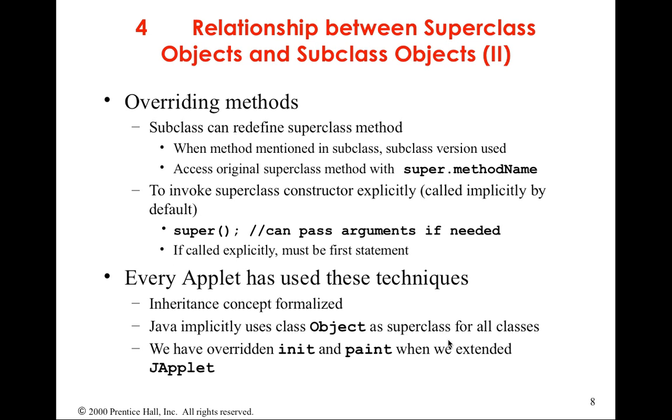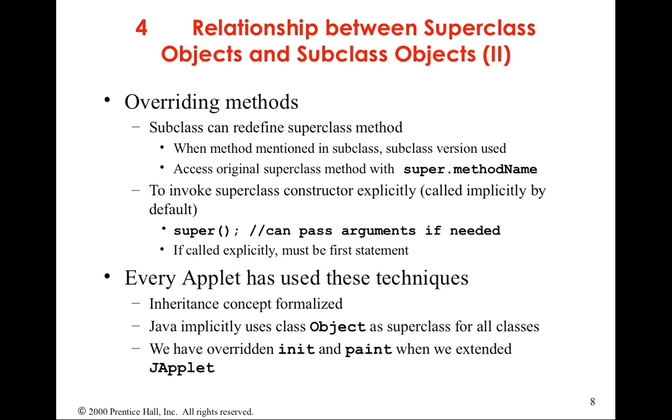Overriding methods. So we know we can override and we can overload. We can override methods. The subclass can redefine superclass methods. When you do that, you're overriding, when you redefine the method with the same signature. You're overloading when you change the footprint or the signature.